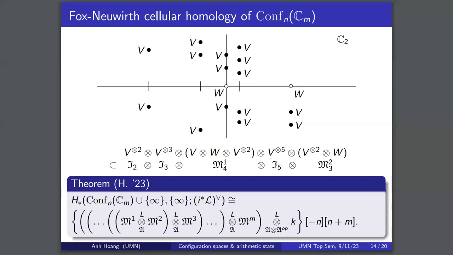But the main theorem is that I have the homology of the one-point compactification of Conf_n relative to the point at infinity with these twisted coefficients. There's a dual, it's technical, but that doesn't matter. I can compute this as an iterated derived tensor product of these modules M, and there's an overarching tensor over the enveloping algebra with K on the front.